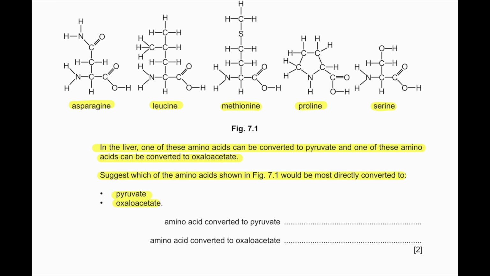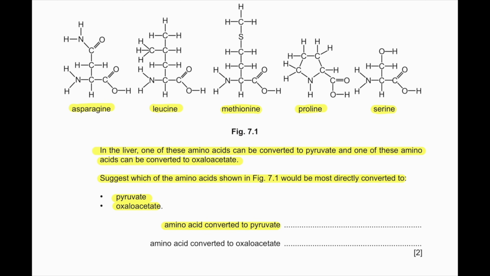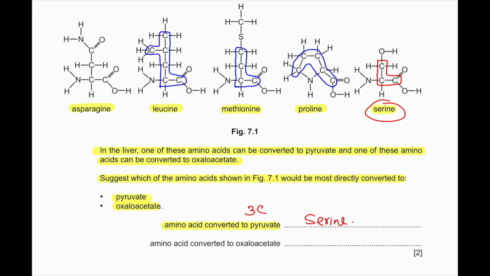Suggest which of the amino acids shown in figure 7.1 would be most directly converted to pyruvate and oxaloacetate. Amino acid converted to pyruvate. Now, pyruvate consists of 3 carbons. The one that can turn into pyruvate and consists of 3 carbons is serine, as you can see here. The other ones are not a possible choice because this one has a combination of 5 carbons. This one is a combination of 4 carbons. This one is a combination of 6 carbons. And this one is a combination of 4 carbons.